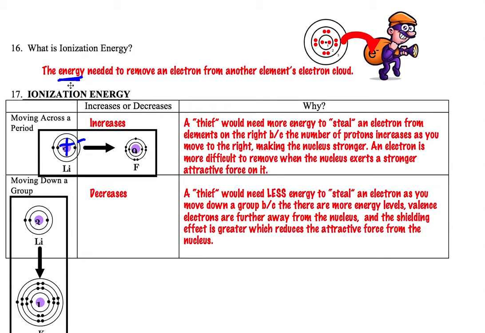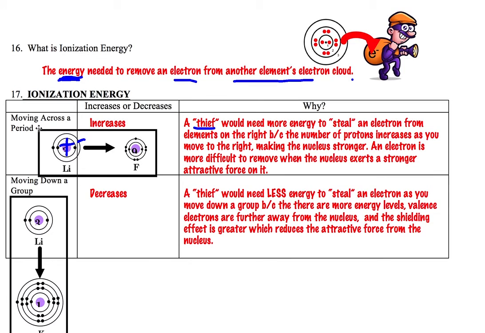It might be a little bit, it might be a lot, depending on which electron I'm trying to take or how close that nucleus is or how many electrons are in the way, but I still have to exert some sort of energy to steal an electron from another element's electron cloud. So you're always thinking of it from the perspective of the thief.